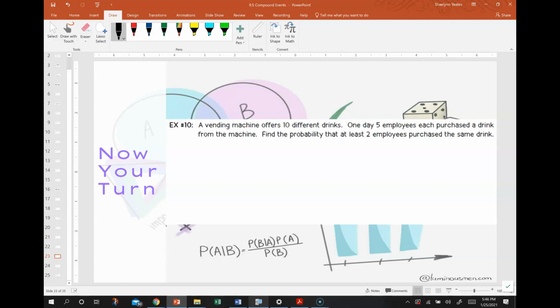And then here, you're looking at a vending machine that offers different drinks. I would either make a Venn diagram or, well, actually, this is the probability that 2 employees purchase the same drink. So this is going back to those probability things. You got to think about this. How many employees buy a drink? What's the probability that 2 will choose the same? So you got to figure out the probability of stuff. You'll be fine. I believe in you.